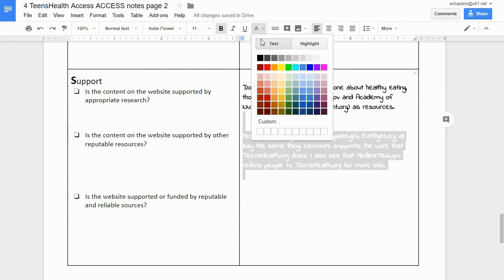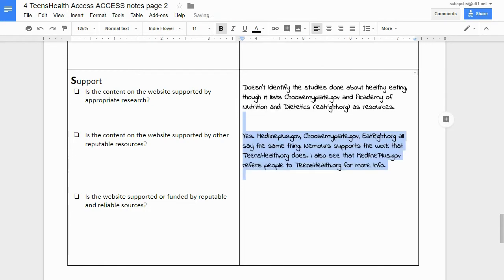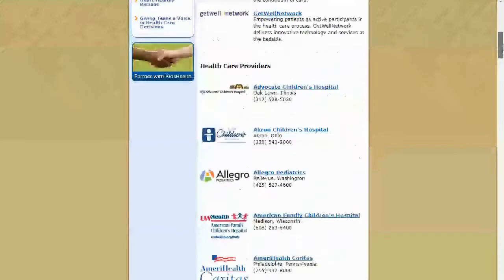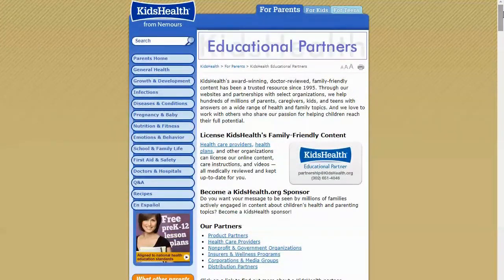So I want to make some notes here because there's quite a bit of information to answer this question. The content on the site is supported by other reputable sources. We see the same information on other reliable sites, .govs, .orgs. We also know that the Nemours Institution supports the work that teenshealth.org does. One of their partners is the Nemours Institution.